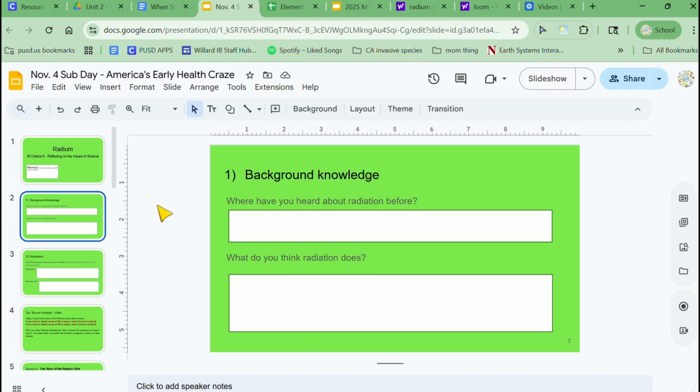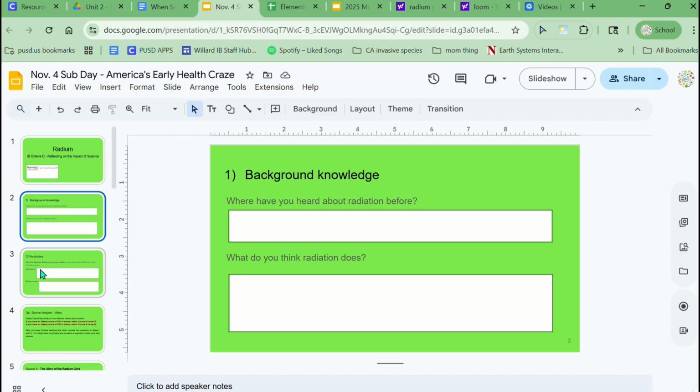So first you're going to give me some background knowledge. Before you read anything, before you watch anything, what do you know about radiation? Where have you heard about radiation before? Answer that in here. And what do you think radiation does? We've all heard about it, but what does it do?